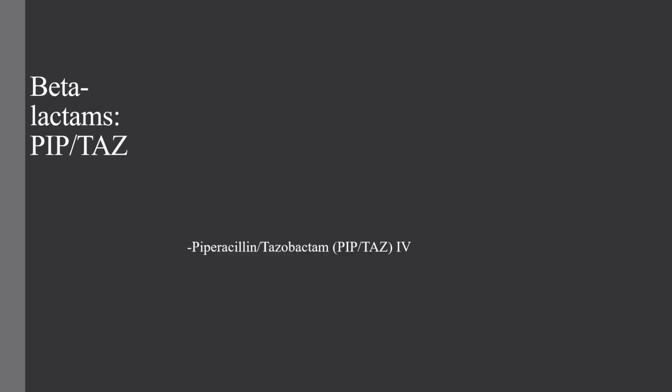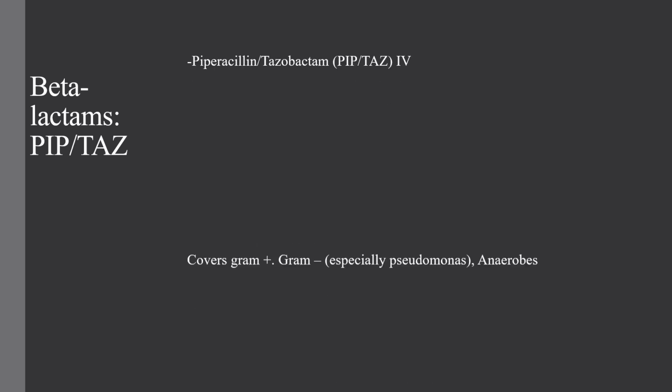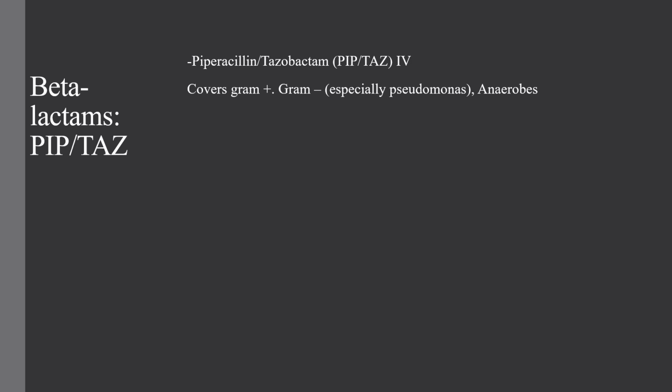All right, so Piptaz. Okay, so Piptaz is usually given IV. It's known as piperacillin tazobactam. It covers gram positive, gram negative, and especially Pseudomonas. Pseudomonas is like, I don't know how to explain it. Maybe the best way to explain it is it's kind of like MRSA, where you can only use certain things to kill it. And there's only a few antibiotics that work on Pseudomonas, and you'll see a few of them in this lecture as well. And also anaerobes.